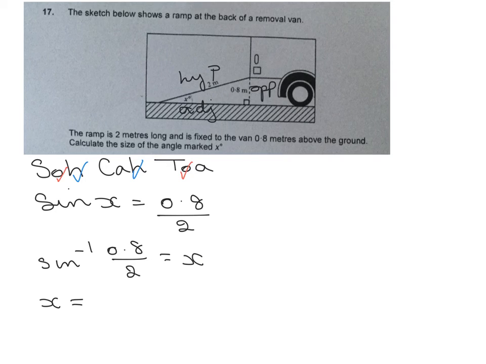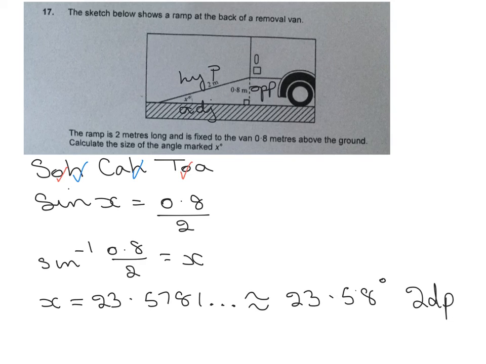Therefore x is equal to 23.5781... We've not been given what we've to round to, so I'm going to do it to 2 decimal places. So that's 23.58 degrees to 2 decimal places.